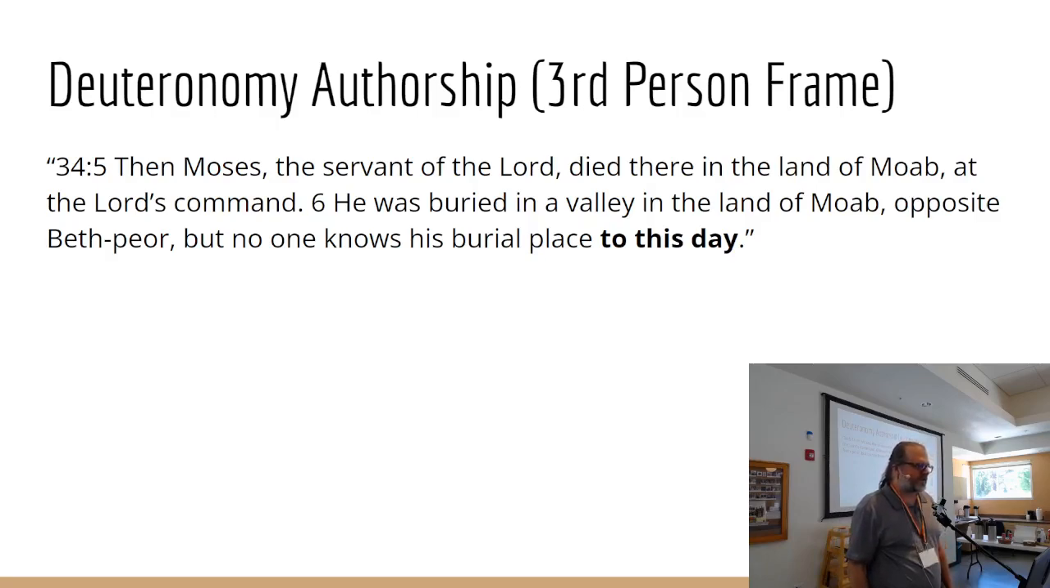Then Moses, the servant of the Lord, died. Again, there's a third person introduction and a third person conclusion. This is from the third person conclusion. Then Moses, the servant of the Lord, died there in the land of Moab at the Lord's command. Notice, Moses did not write about his death in the third person in the past tense. And he was buried. Literally, by the way, he buried him, and that first "he" probably refers to God. I don't know why they chose to translate this in a non-literal sense, but the text seems to imply very directly that God buried Moses.